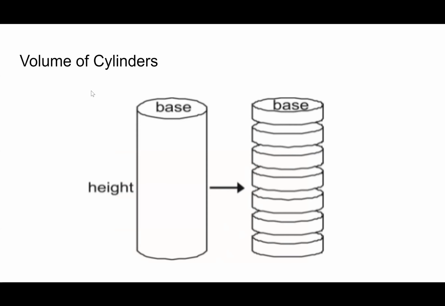So area of the base times the height. Prisms and cylinders. Now the base could be anything. It could be a circle, it could be a rectangle, it could even be a trapezoid. I know you guys don't like trapezoids, but hey, trapezoids are a good shape.